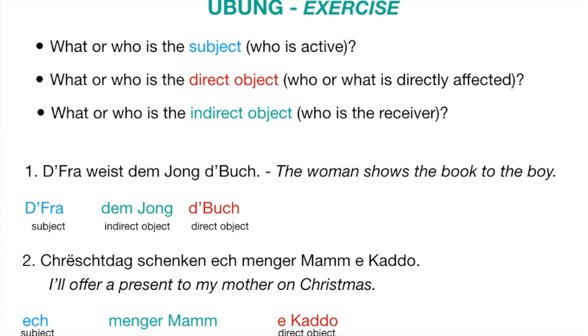Normally, so in the accusative or nominative case, you say meng Mamm, my mother. But as we are here in the dative case, you have to say menger Mamm. Now, this may be a little bit complicated for the moment, but in another lesson, I will go more in depth about the dative case and how the pronouns and the articles change in the dative case. Let's finish now with an overview of the definite articles in the 3 cases.